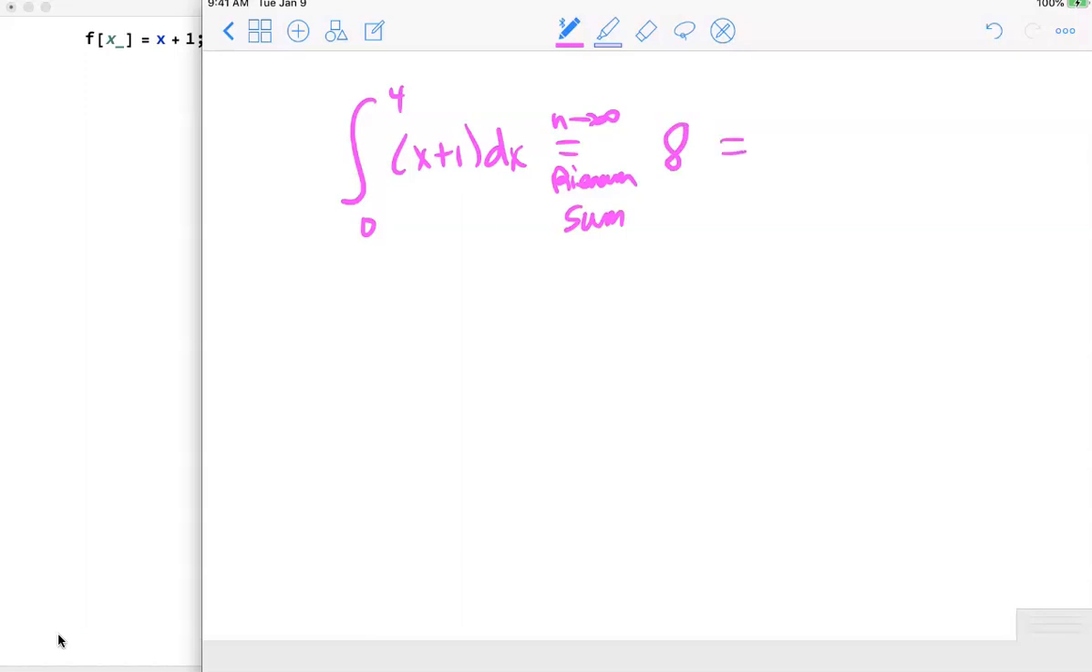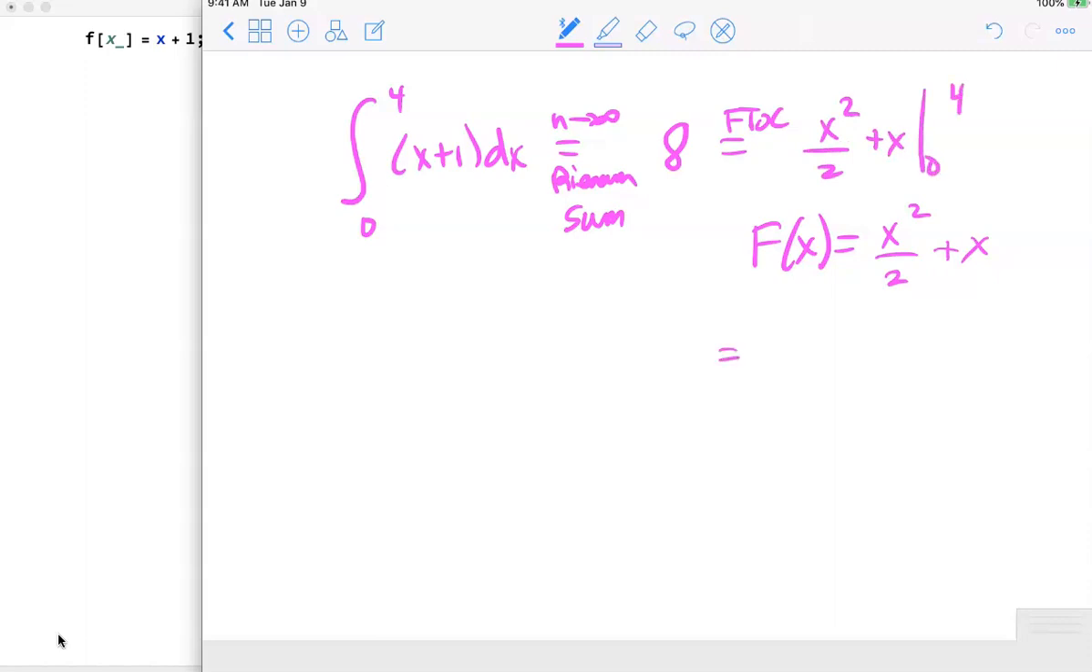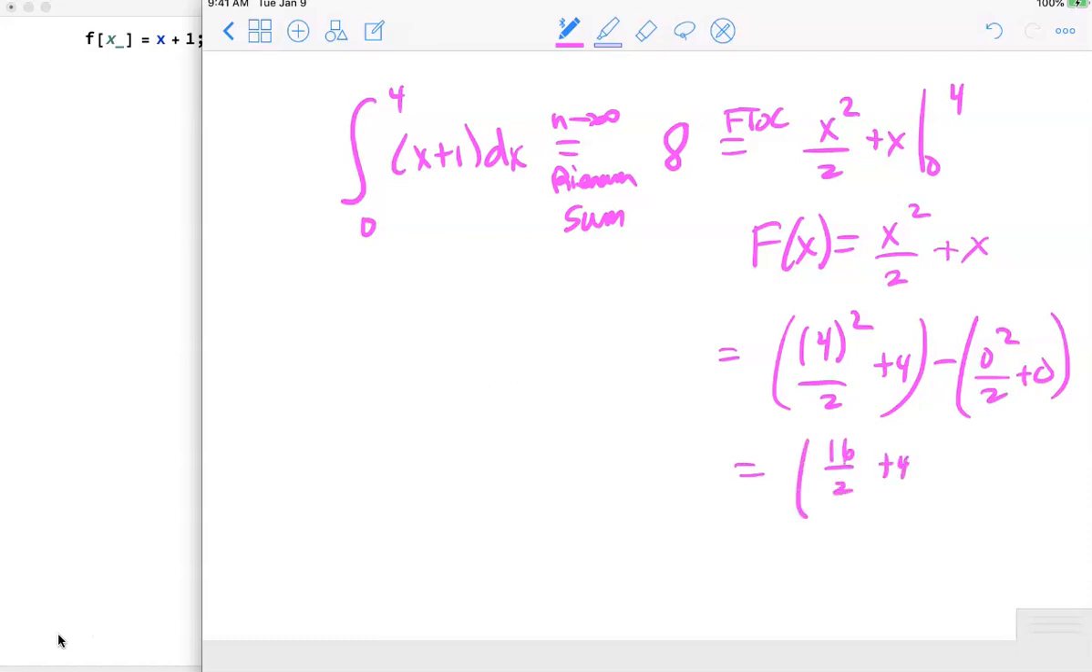But you also get the same thing, hopefully, if you do the shortcut method for the fundamental theorem of calculus, which was to first find an antiderivative of x plus 1, which is x squared over 2 plus x, and then evaluate that x squared over 2 plus x from 0 to 4. So you will get 4 squared over 2 plus 4 minus 0 squared over 2 plus 0. So you get 4 squared, which is 16 over 2 plus 4.